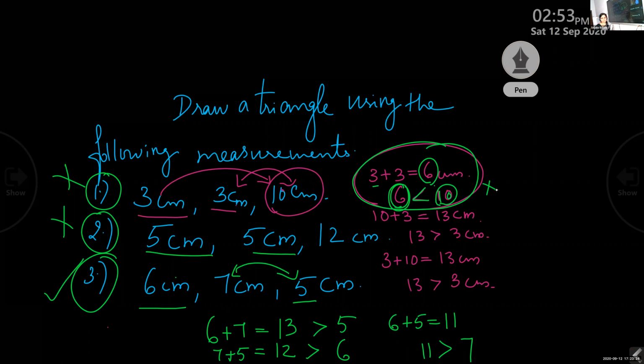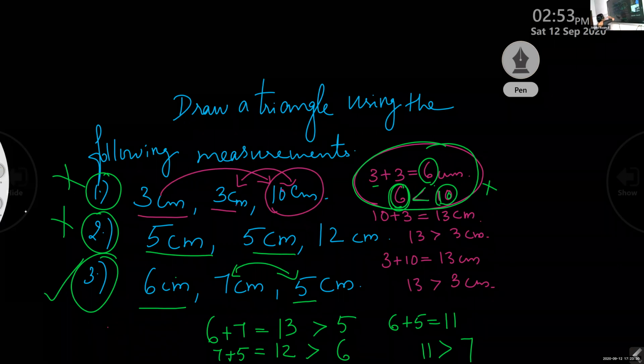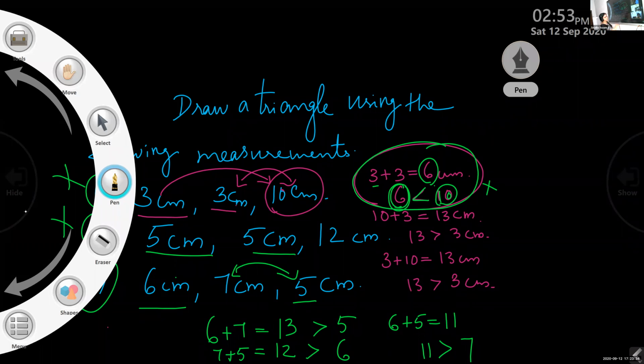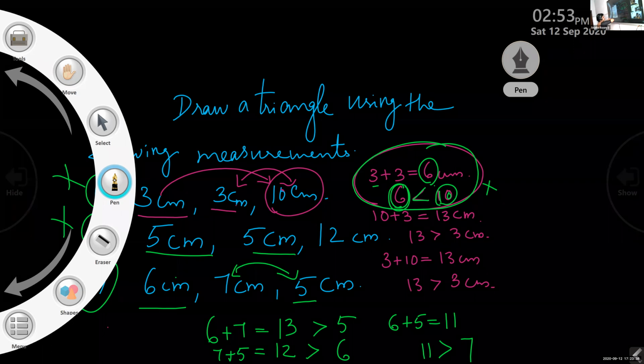Did you understand? Yes, ma'am. So the rule is this. This one you need not copy. This is rough work for you to understand. Only the theorem you have to copy. Theorem is this.